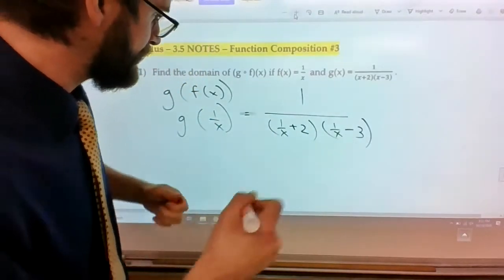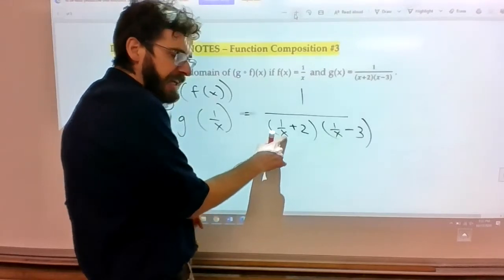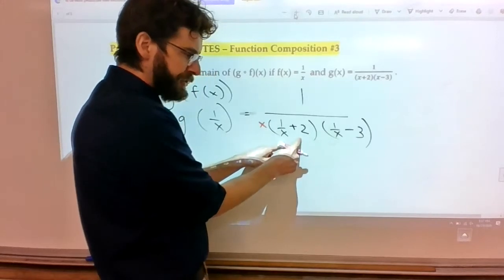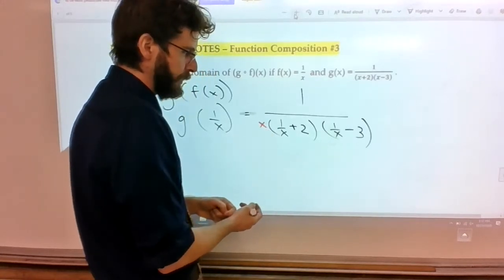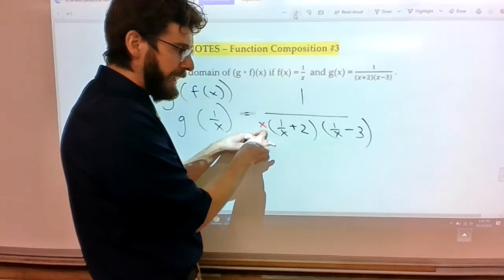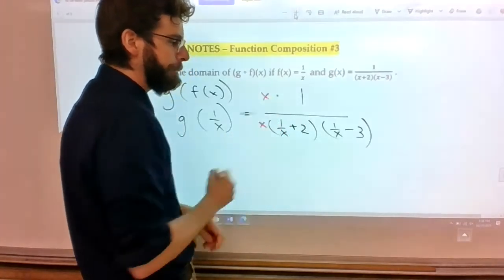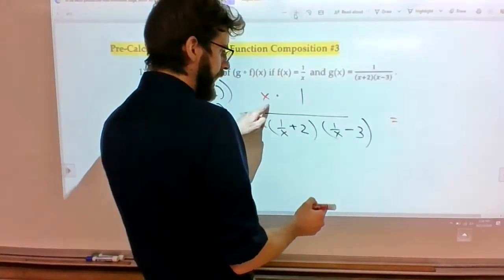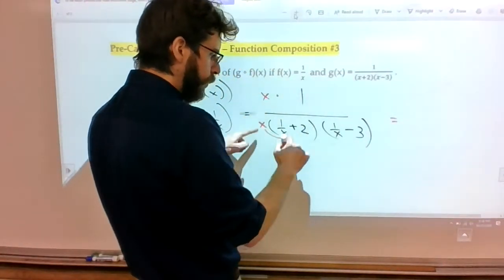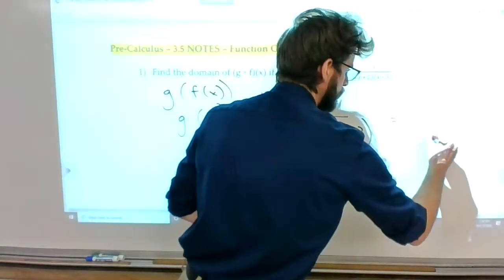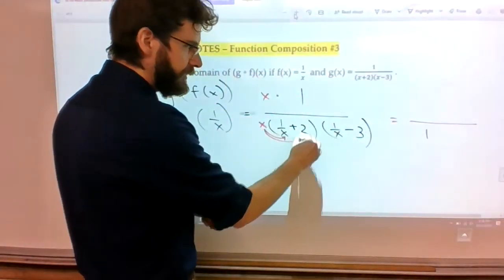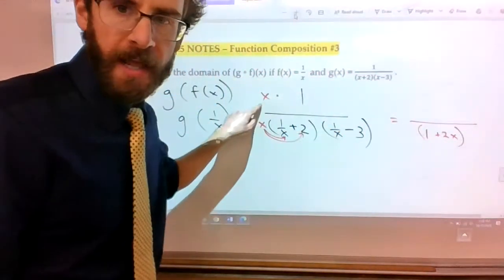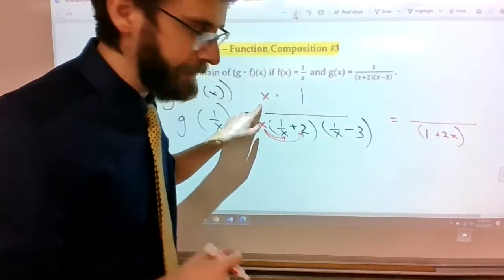If you want to simplify this, I can get rid of the x in the denominator of this fraction by multiplying just this group by x. Okay? So if I multiply the bottom by x, I also have to multiply the top by x. That gives me x over 1 plus 2x. And then on top, we're going to get 1x. But I'm not done yet.